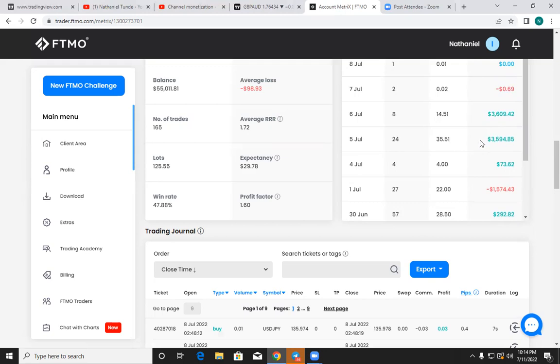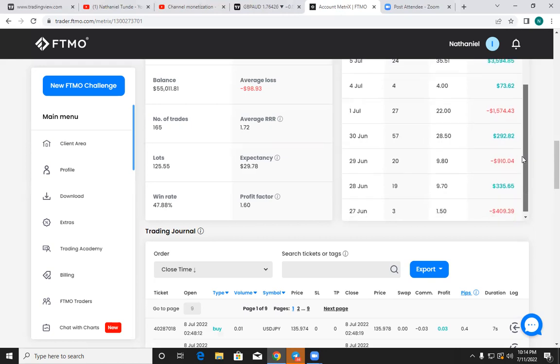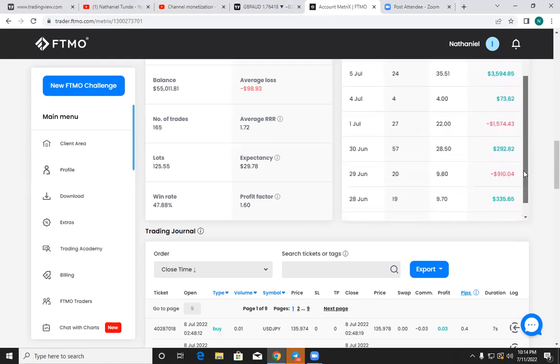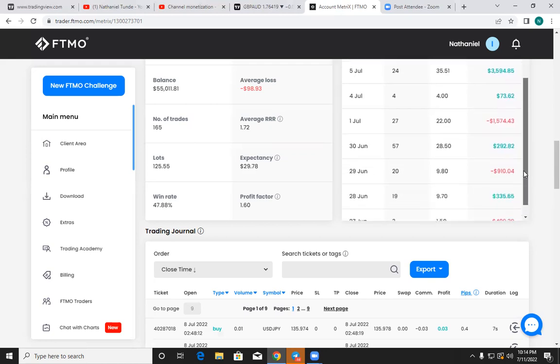That is 1:10 risk to reward. This one, 1:10 risk to reward. Do you understand? Look at this. I traded 9 lots here on 29th of June and I lost 910. That's to tell you that on average each trade had about 300 US dollars as my risk.